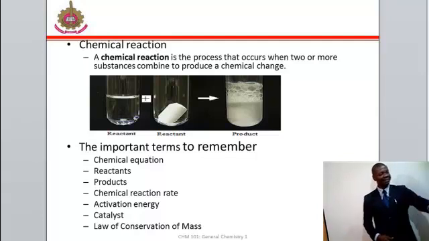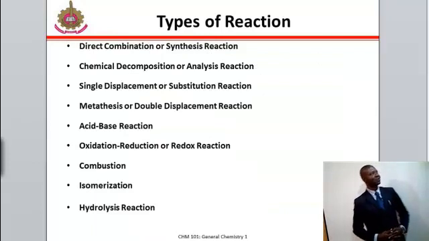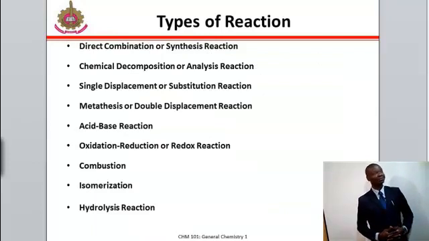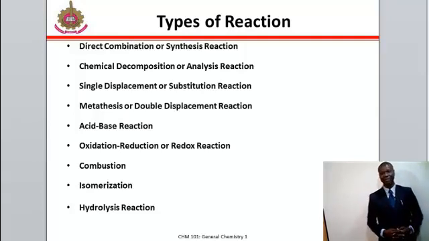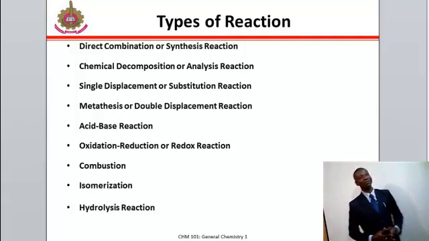Now, there are different types of chemical reactions: direct combination or synthesis reaction, single displacement reaction, chemical decomposition, double displacement reaction, acid-base reaction, oxidation-reduction reaction, combustion reaction, isomerization reaction, and lastly, hydrolysis reaction. How do we identify these reactions?